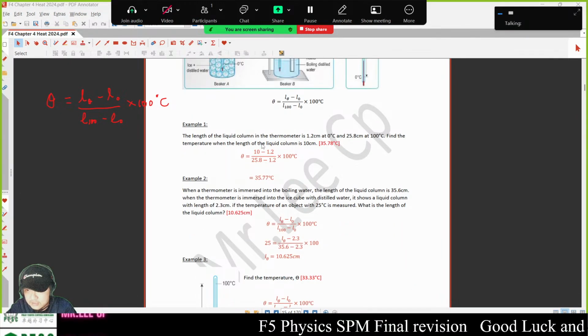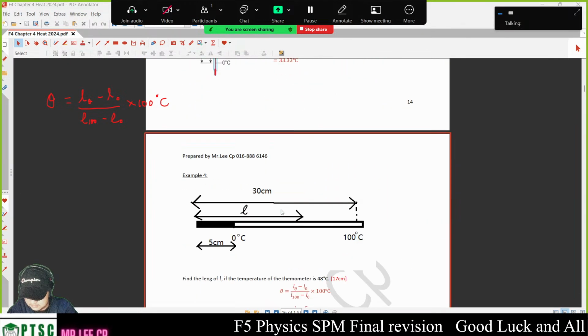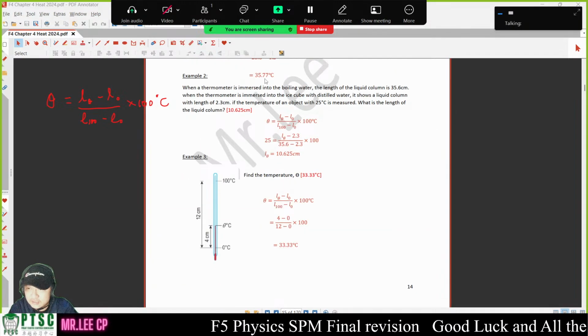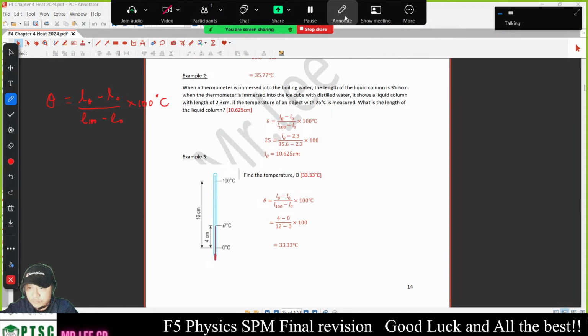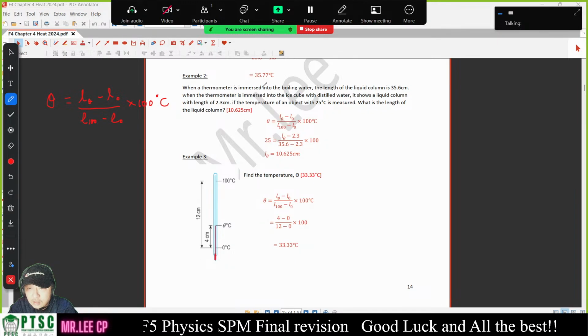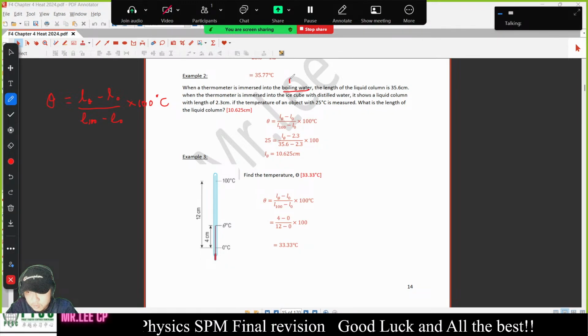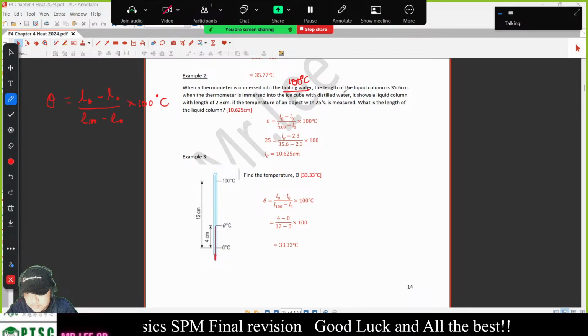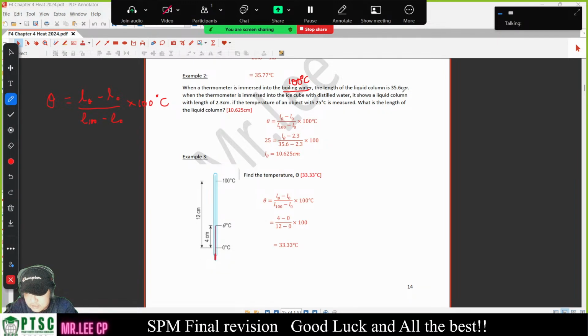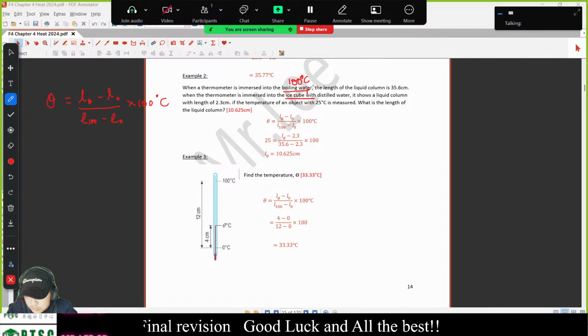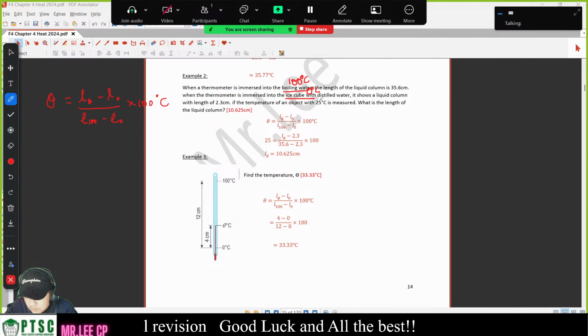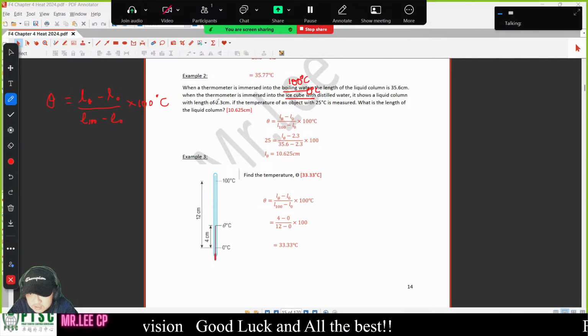Now for example, I take one example, example number 2. When the thermometer is immersed in boiling water, meaning 100 degrees Celsius, the length is 35.6. And when immersed in ice, meaning 0, the length is 2.3.